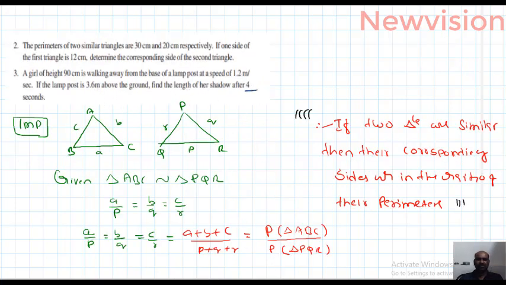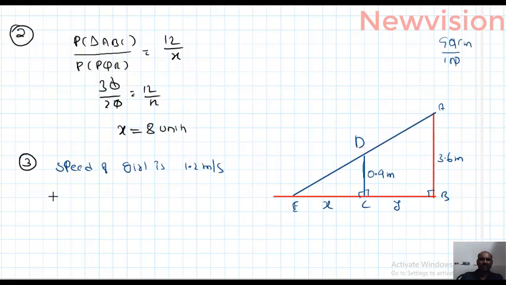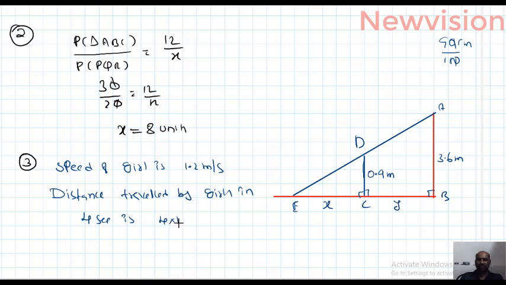After 4 seconds, how much distance she traveled should be found. Distance traveled by the girl in 4 seconds is: in 1 second 1.2 meters, in 4 seconds 4 into 1.2 meters is equal to 4.8 meters. So that is nothing but y equal to 4.8 meters. Now you want to find x.